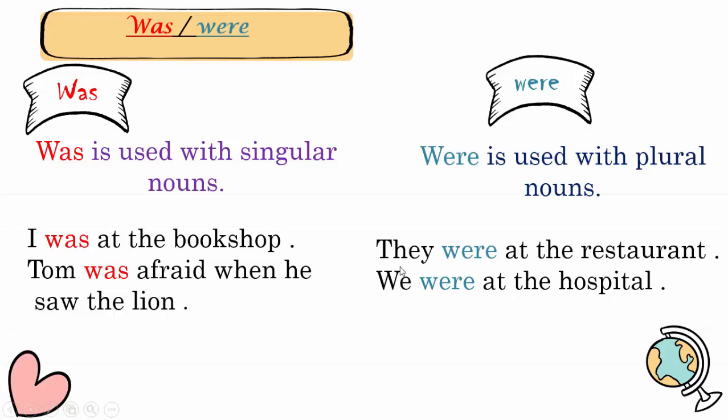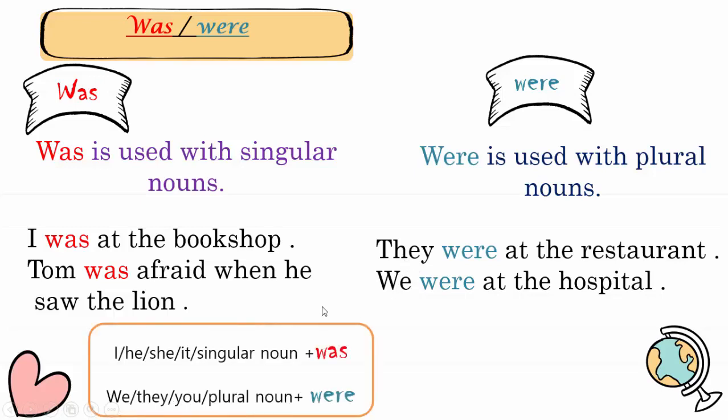So we were at the hospital. We start with the subject we, then followed by were. They were, we were. And as you know, was is the second form of am and is: I was, he was, she was. And the second form of are is were: we were, they were, you were. So we use the forms was and were.